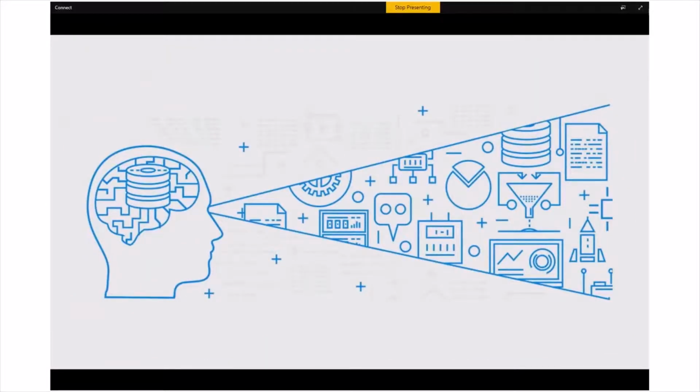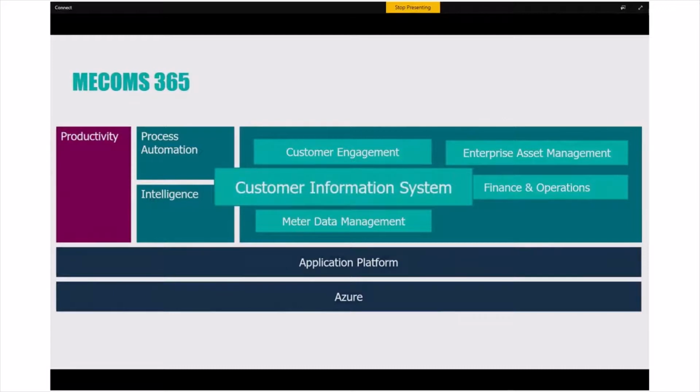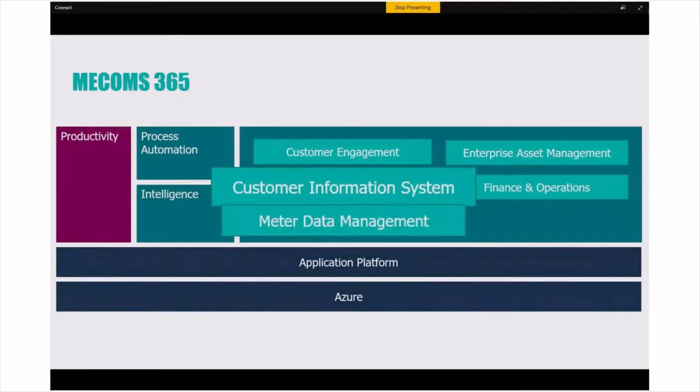Well, as a software company, we need to make sure we're future-proof and that our product evolves. And in our case, we want to make sure we're on the latest Microsoft platform. You might recognize this. This is our MECOMS 365 platform. And what's the evolution that Microsoft is going through? Well, the blue bars, Azure, we're on the cloud now, and we're moving to a new application platform. And in this session, we're going to focus on the customer information system and the meter data management and the things we are doing to make sure that our product MECOMS evolves to the new platform.